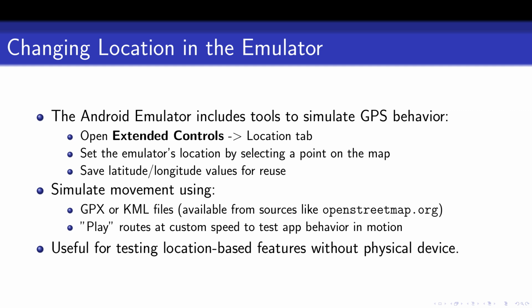Testing location-based apps can be challenging without a physical device, but Android Studio's emulator provides excellent tools for this. You can use the Extended Controls window to simulate device location. You can manually drop a pin on a map to set the emulator's coordinates or upload a GPX or KML file that simulates a route. These features are helpful when testing features like navigation, geofencing, or live tracking.